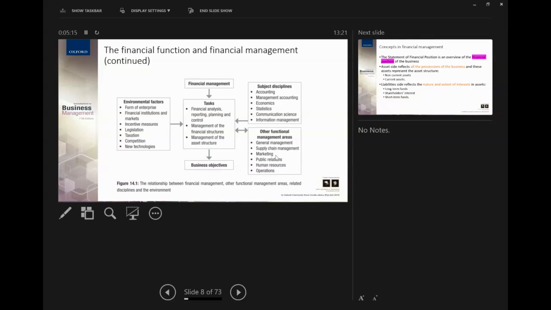The form of the enterprise, financial institutions, and markets, basically the people who will be providing funding or who have access to funding. An easy example of that is your banks, the stock market.